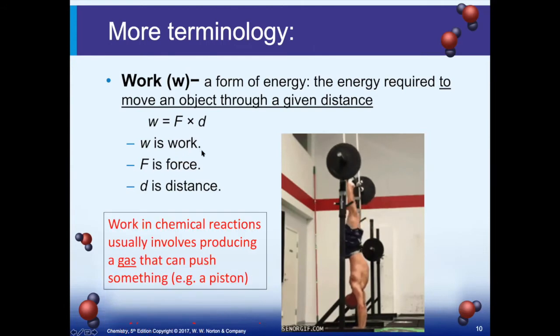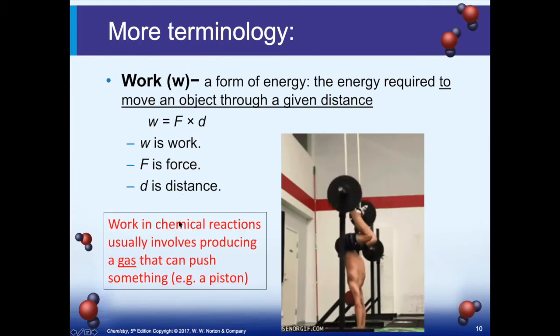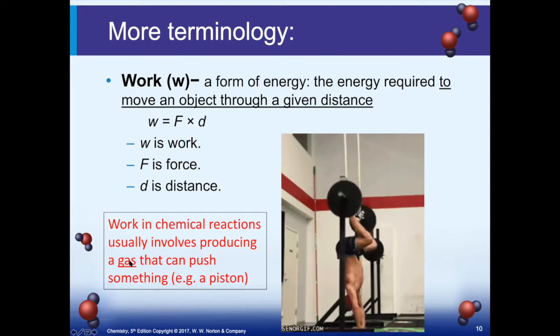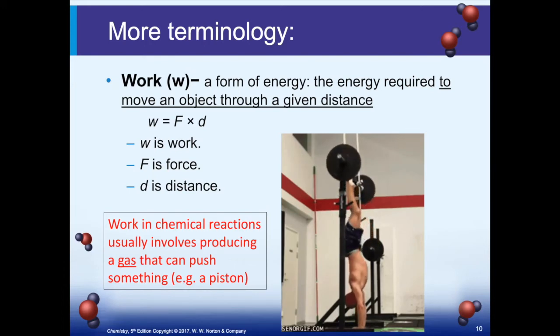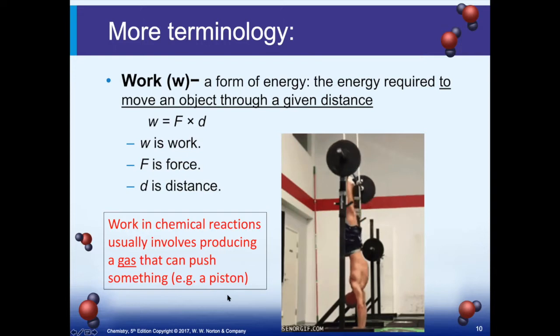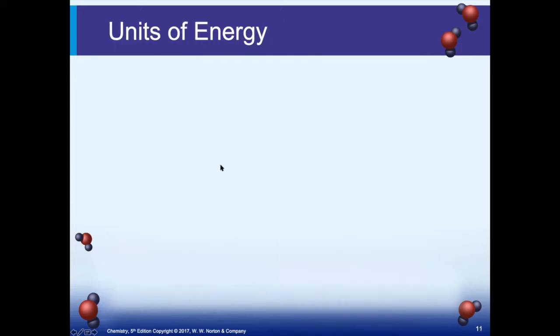Well, this is chemistry, it's not physics. So when we talk about work, we're going to focus on the work that a gas would do. So typically something like a gas, because it's expanding or whatever, moving a piston, a gas pushing something, or stretching a balloon, something like that. So work in chemical reactions is always associated with a gas. Usually it involves producing a gas that can push something like a piston, or stretch a balloon or something like that. Okay. All right. So units of energy.